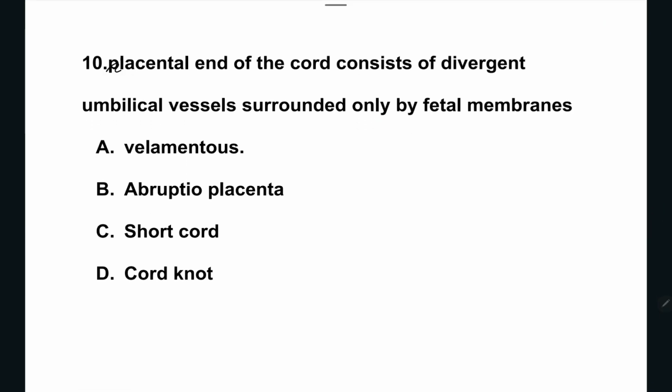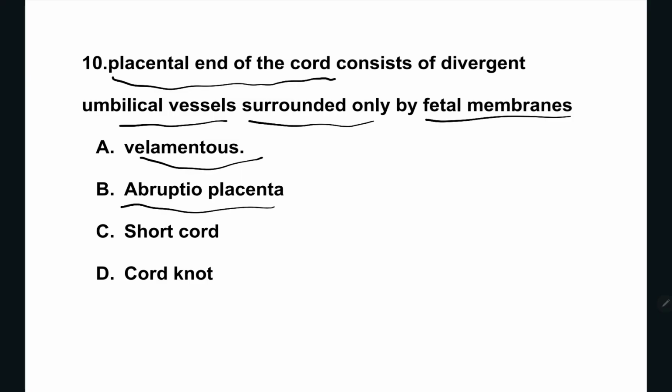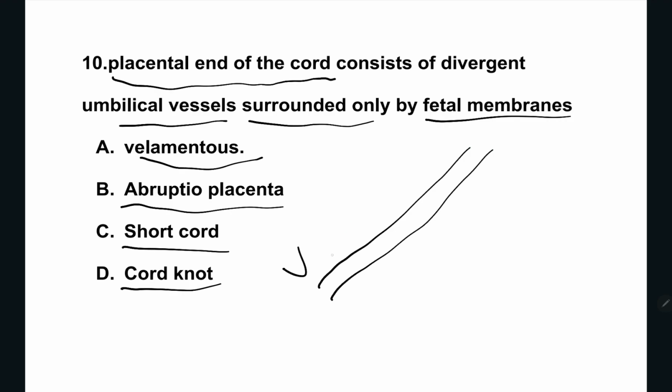The next one is, the placental end of the cord consists of divergent umbilical vessels surrounded only by fetal membrane. What is the name of this condition? Option A, velamentous placenta. Option B, abruptio placenta. Option C, short cord. Option D, cord knot. Cord knot is nothing but a knot we can observe in the umbilical cord. The normal umbilical cord is like this. When you observe a knot in the umbilical cord, that is known as a cord knot.